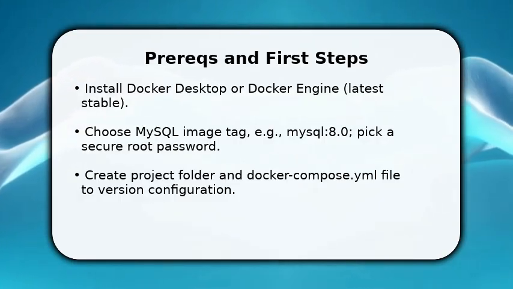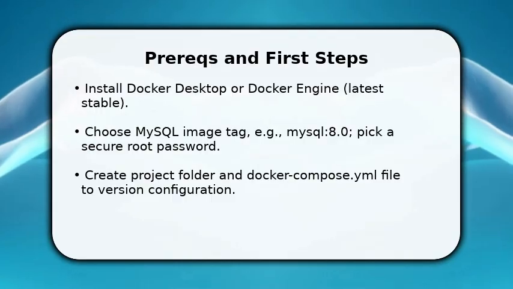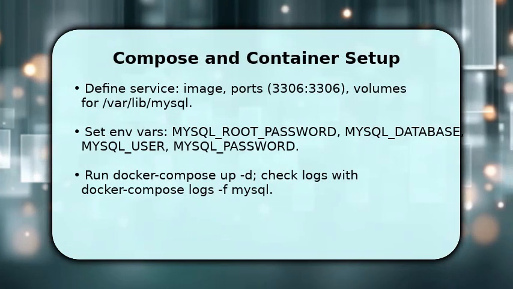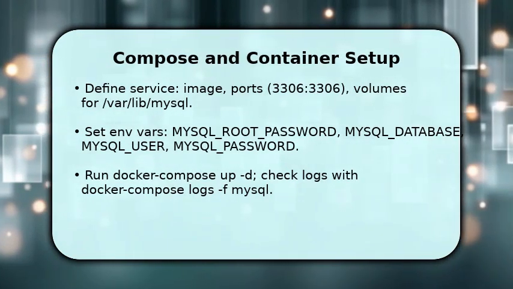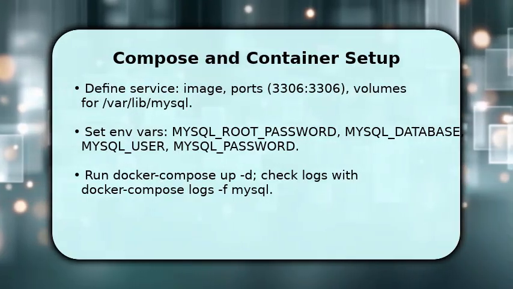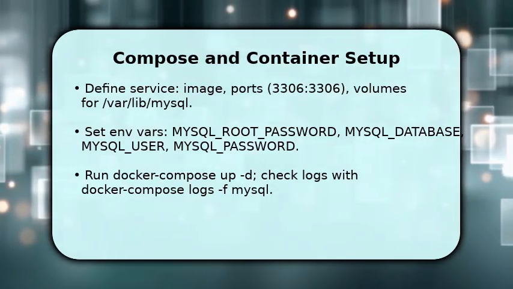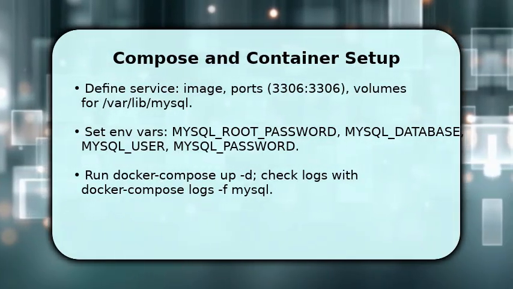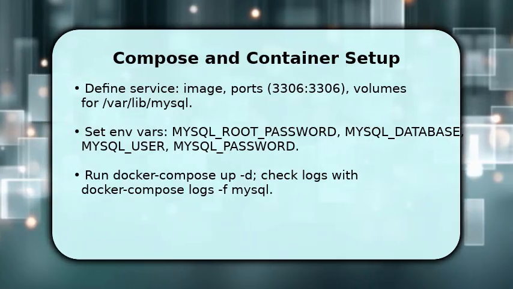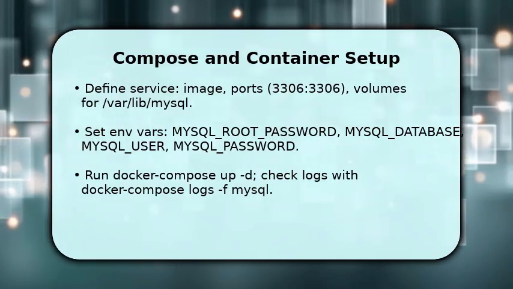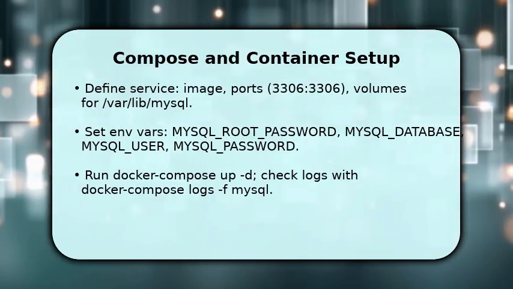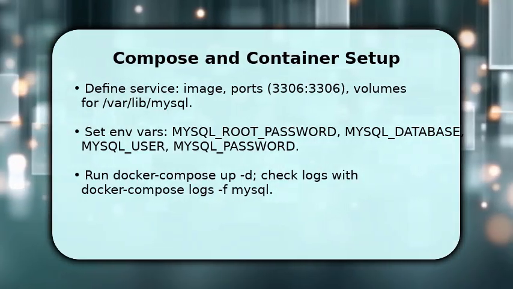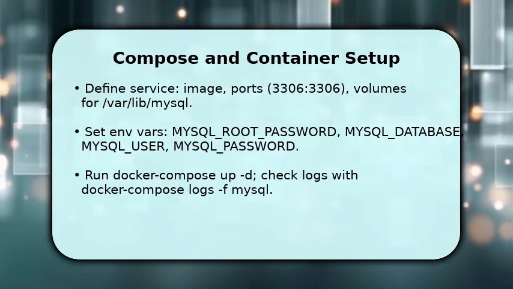deployments. Now you implement the Docker Compose configuration. Define a MySQL service with image, ports mapping 3306:3306, and a named volume mounted to /var/lib/mysql so data persists. Then add environment variables for MySQL root password and optionally a user and database. This seeds the initial state.